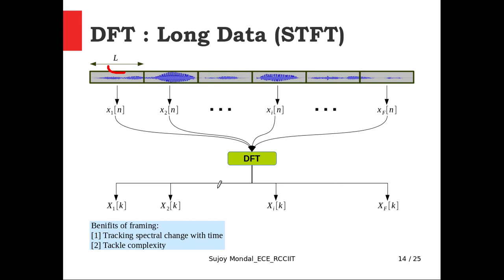The benefit is that the second option has many benefits. Number one is that it can track the spectral changes with time. What is this? If we take the whole sequence at once and put it inside the DFT and compute the DFT spectrum, that would give me an overall spectral picture of the data. But if we frame it into multiple sections, we can analyze multiple spectra and predict the frequency variation over small periods.